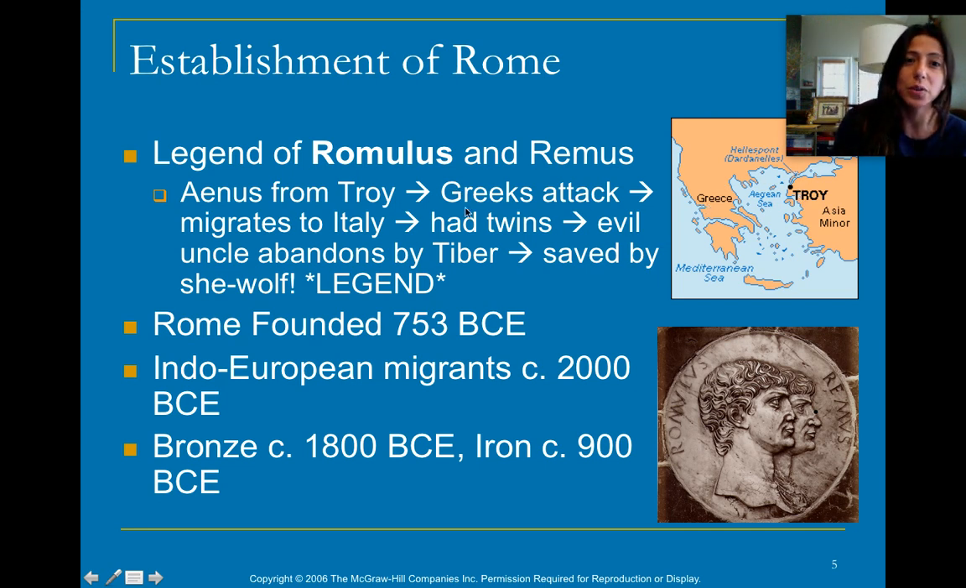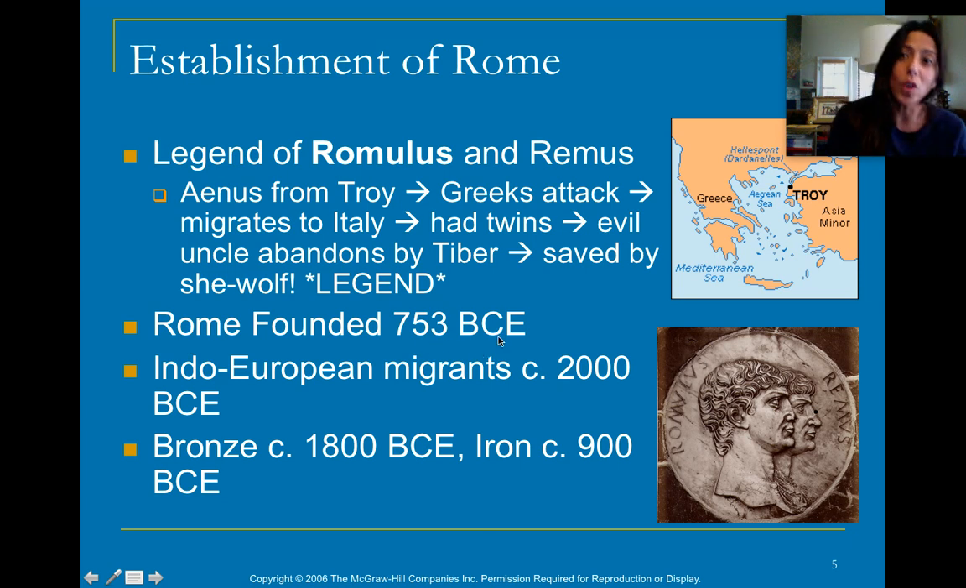He migrated to Italy. He had twins there, Romulus and Remus, and according to the legend, there's an evil uncle who abandons them by the Tiber River where he thought for sure they would die of exposure, but they're saved by a she-wolf, and Romulus goes on to found the city of Rome in 753 BCE.